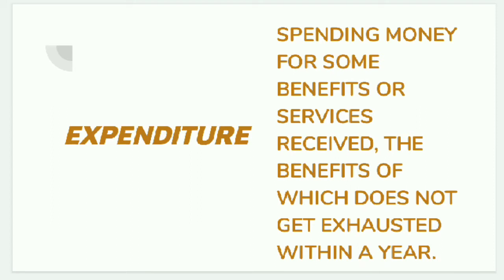KFC, for example, they purchase raw materials every day. This is expense. But just imagine, do they purchase refrigerator, air conditioner, grilling machine every day? No. So when you spend on those assets which last for a longer period of time, it is expenditure.